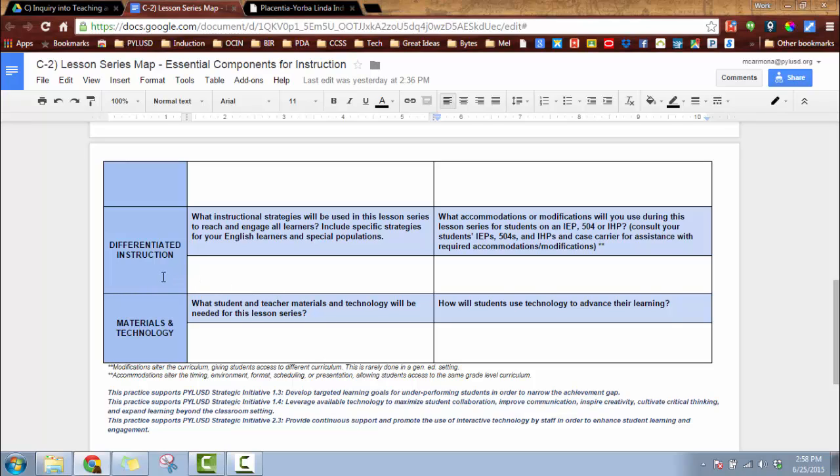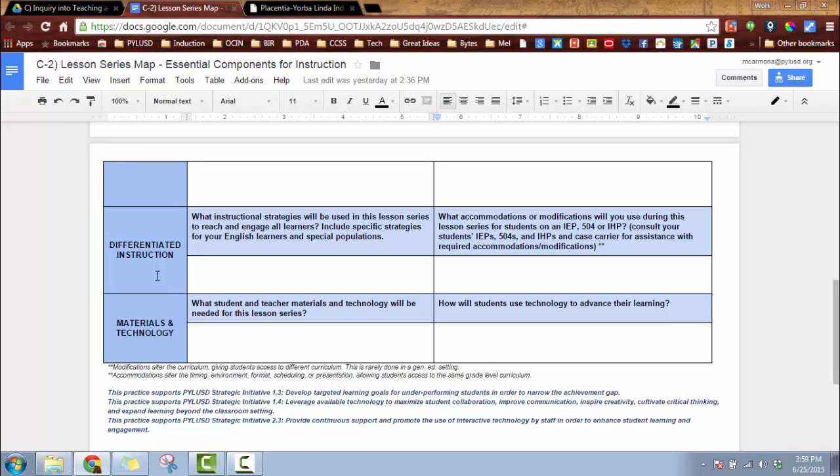Next, we have differentiated instruction. I think you're noticing a theme here. Differentiated instruction is really important, and we want to make sure that you're incorporating some of those instructional strategies that you've brainstormed throughout modules A and B, or A and your last inquiry, and pull them in.